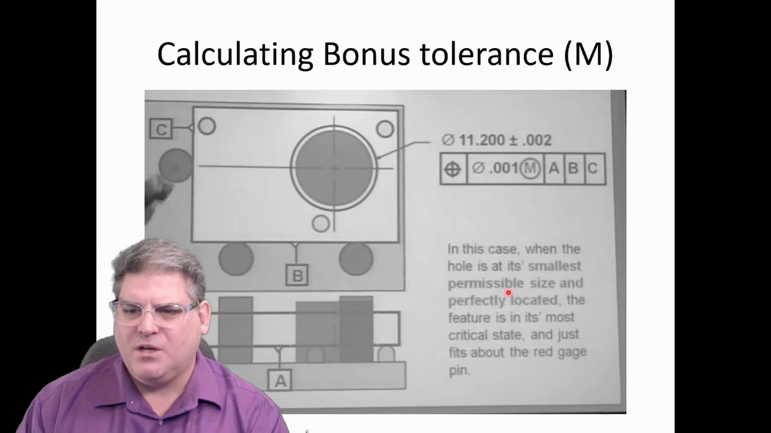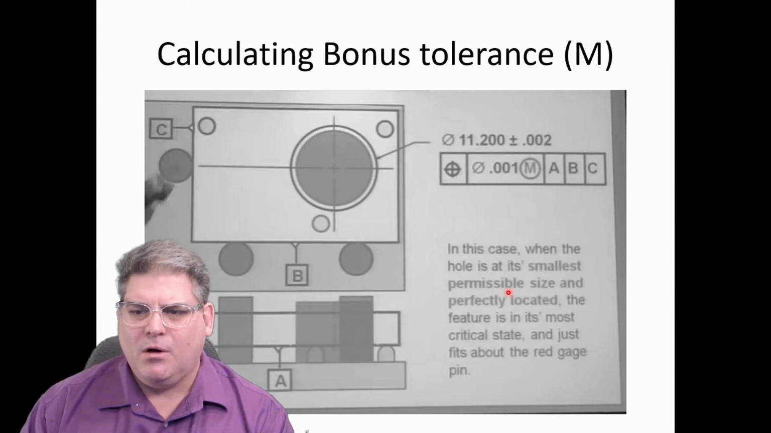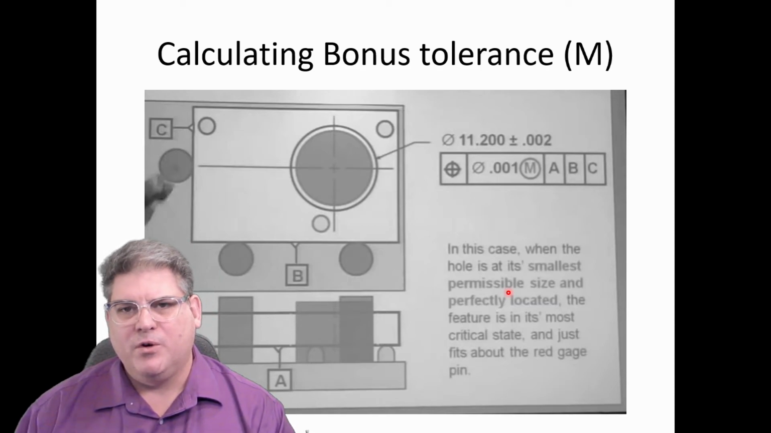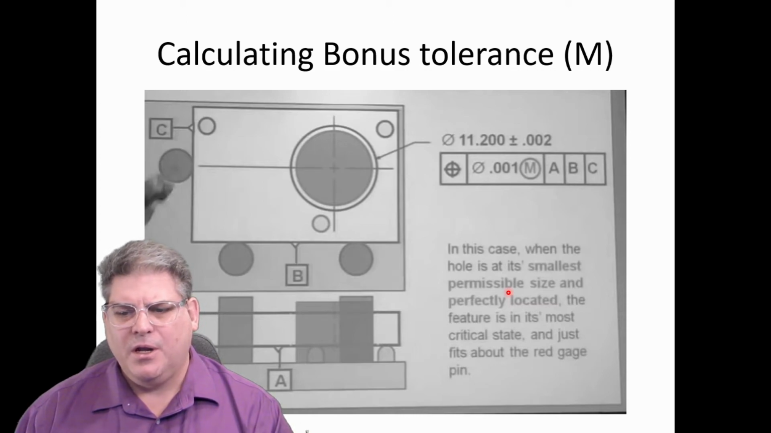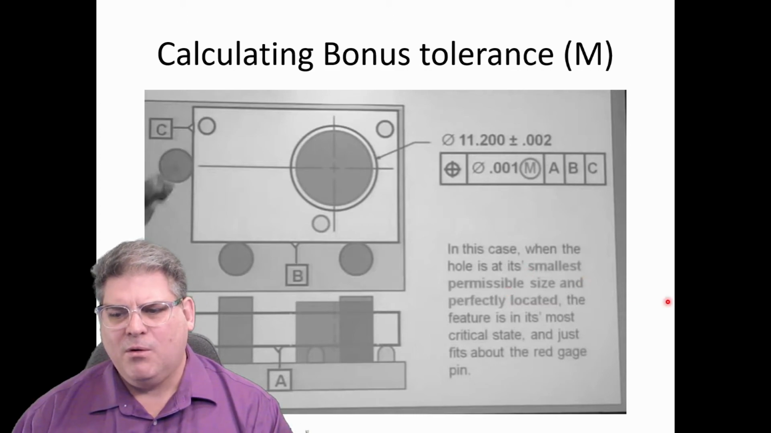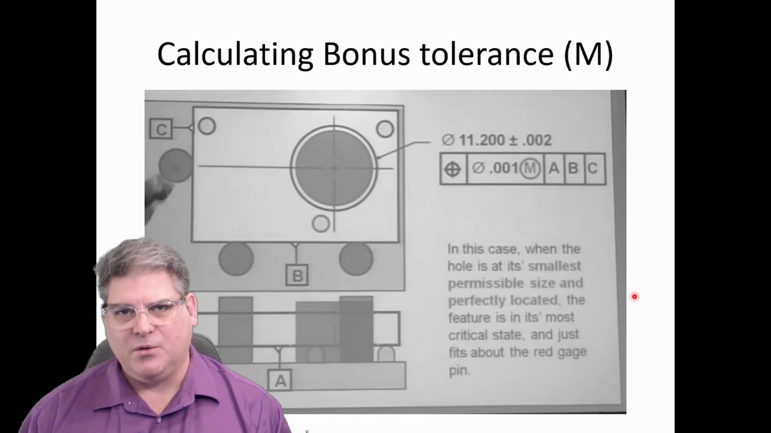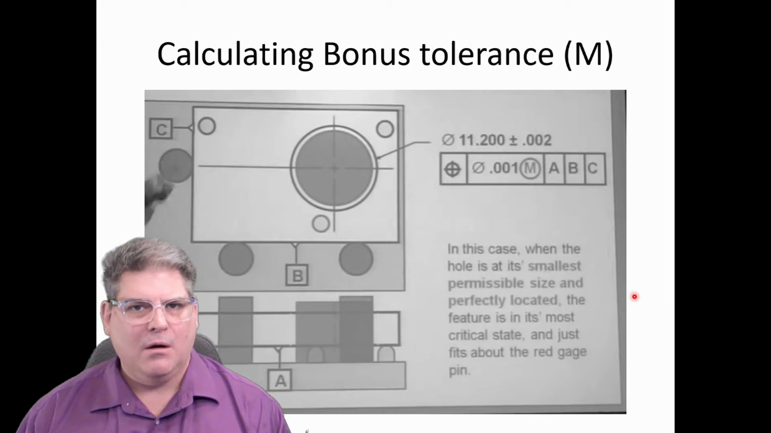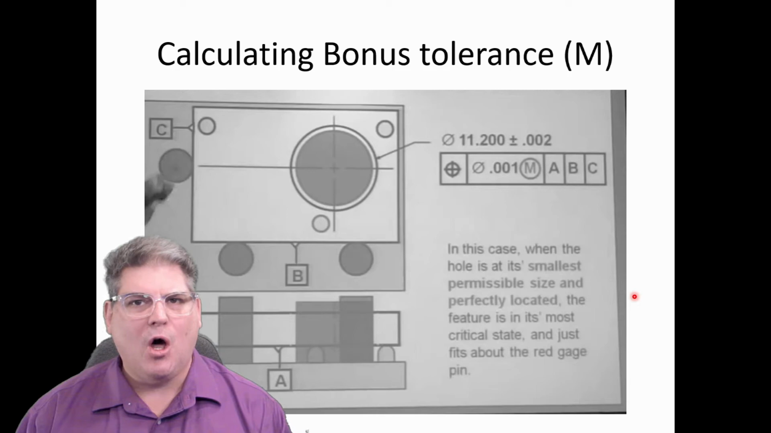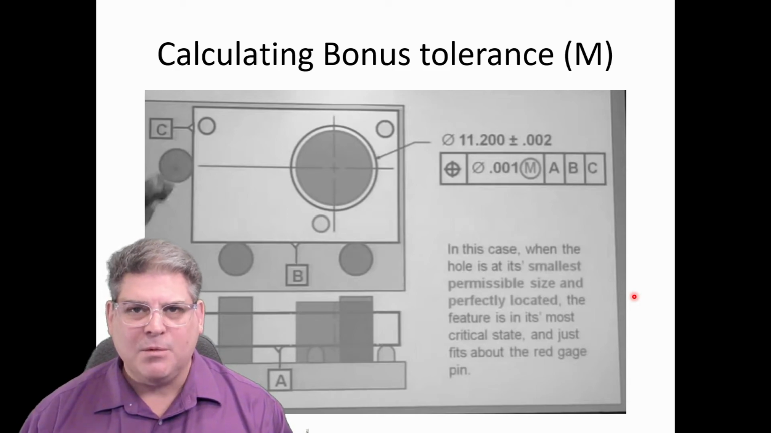Okay. Bonus tolerances. Bonus tolerances are what I referred to earlier about maximum material condition, and they allow us a little bit extra. So, for example, maybe my tolerance for this hole is quite tight when the hole is at its smallest. What I'm trying to say is, if you make this hole bigger, it can have a looser tolerance. There's going to be a maximum to that.